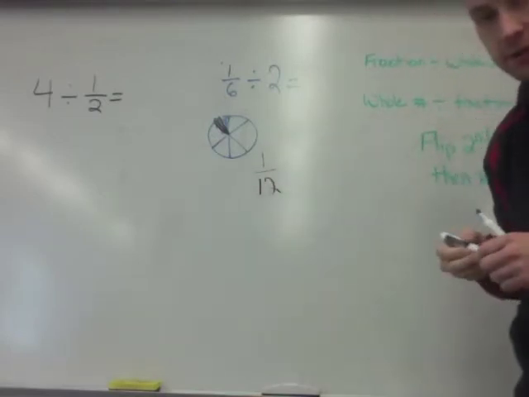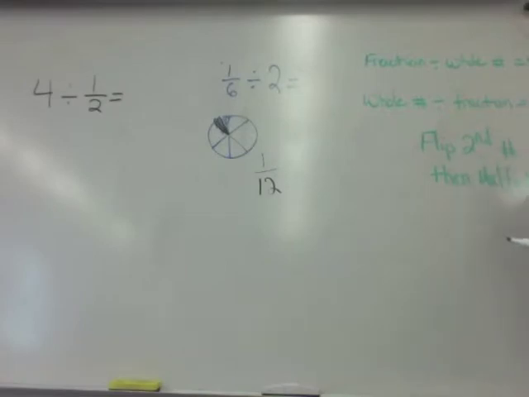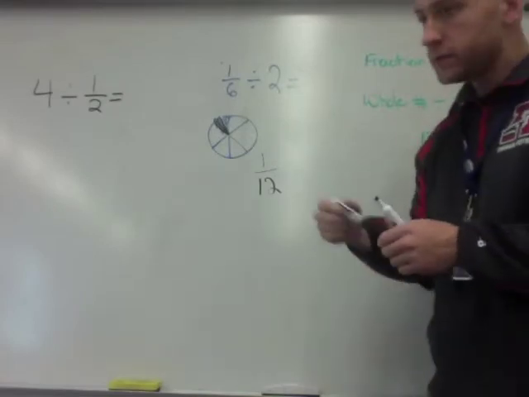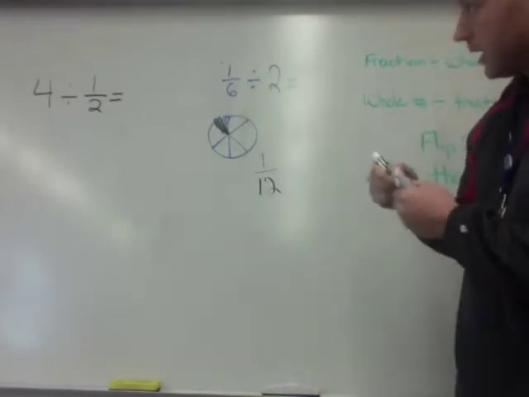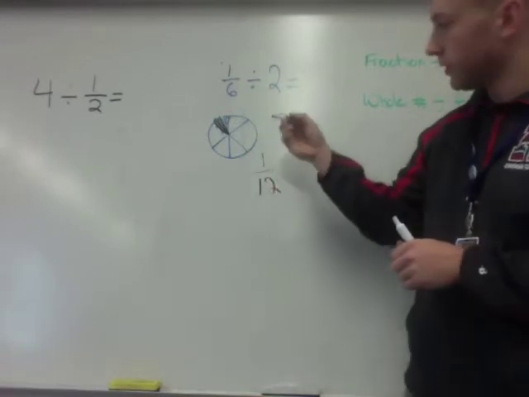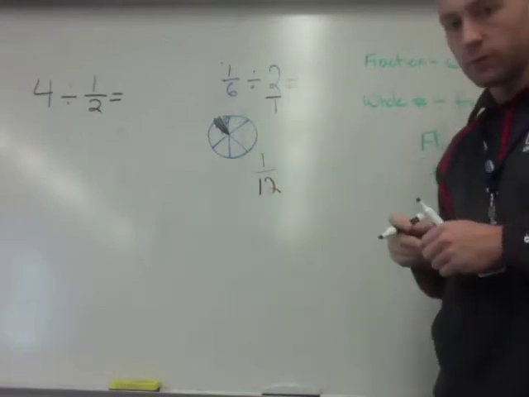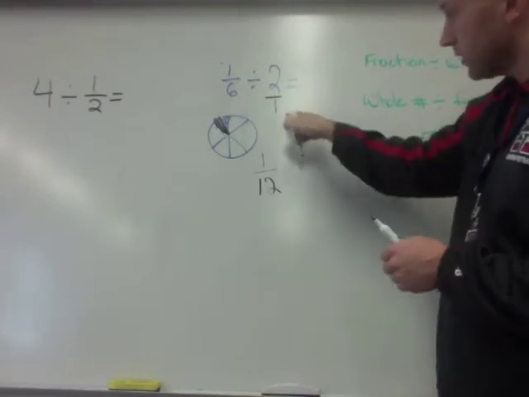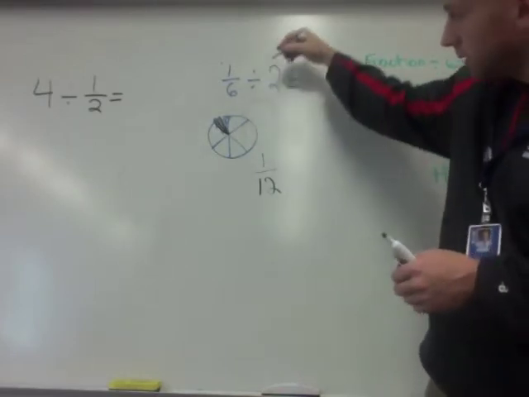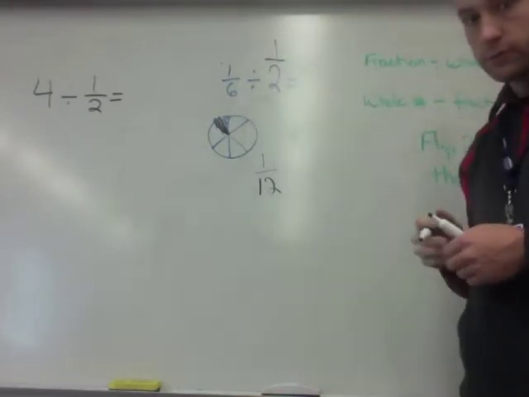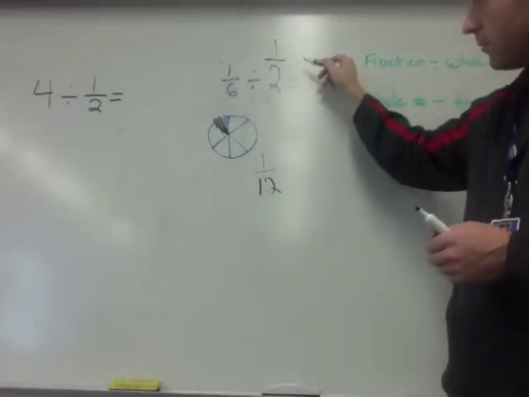Now to check your answer, remember, we just flip the second number and then we multiply. So my second number is 2. And we know that a whole number in a fraction is like this over 1. So all we have to do is flip it. So I'm just going to put this over 1, I'm going to put 1 over 2. So now I have 1/6 divided by 1/2.